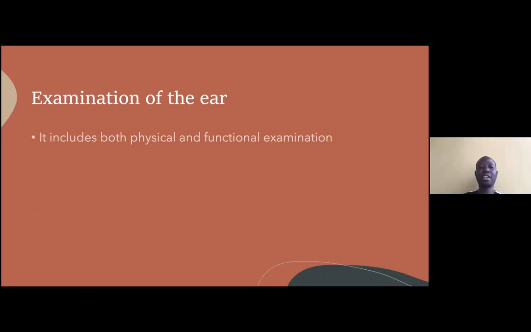The examination of the ear includes both physical and functional examination. You always know that the ear has physical properties and functional properties. So you examine the ear physically and you examine the ear for its function. Always remember that the ear also has functions. We use the ear for hearing and balancing, so you have to examine that.